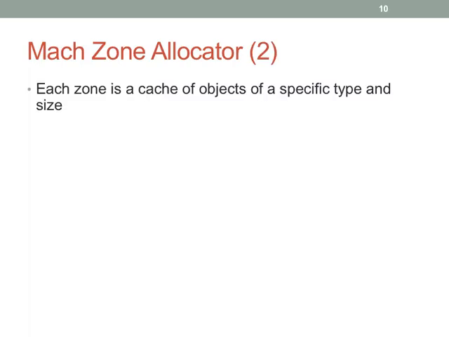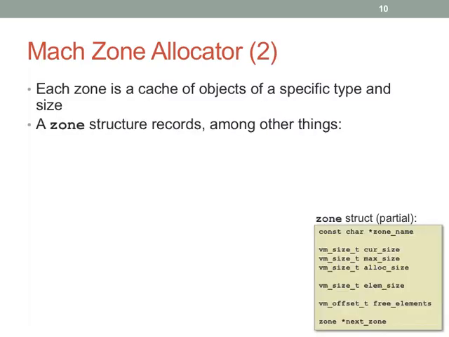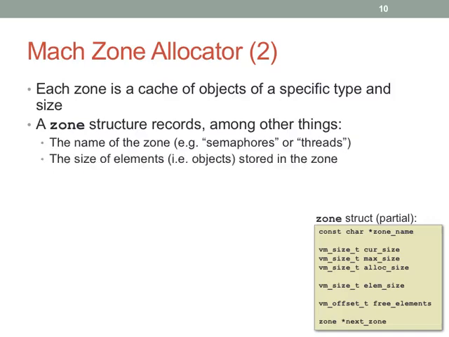Okay, so zones are caches, like I was saying. There is a zone structure that records various details about each zone. And this is not complete. The zone struct is actually quite large. So you have the name of the zone, and it's a string, so it's actually easy to understand if you're a human being trying to understand what the kernel is doing.